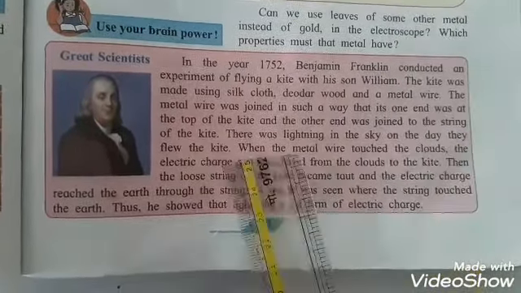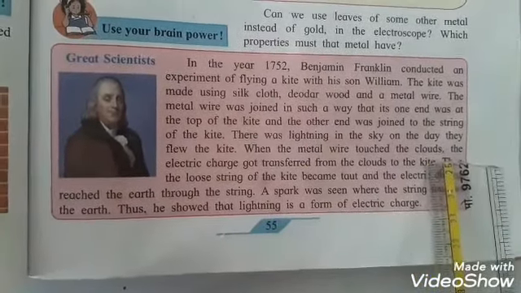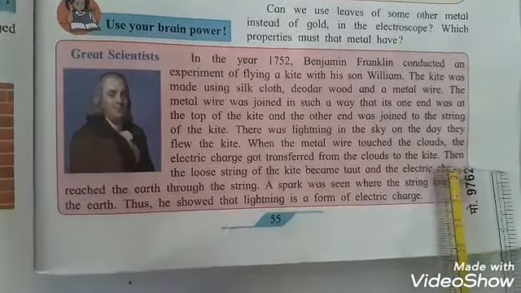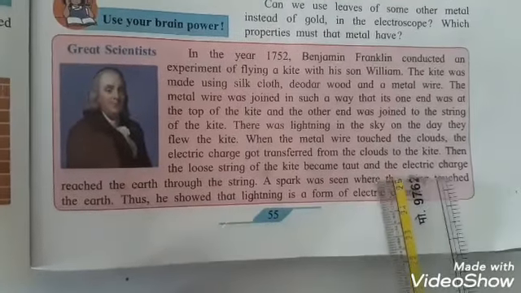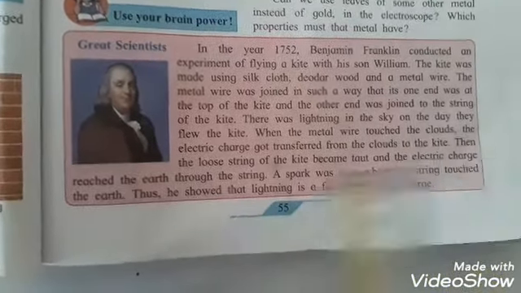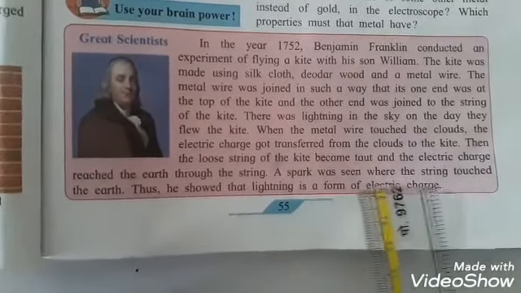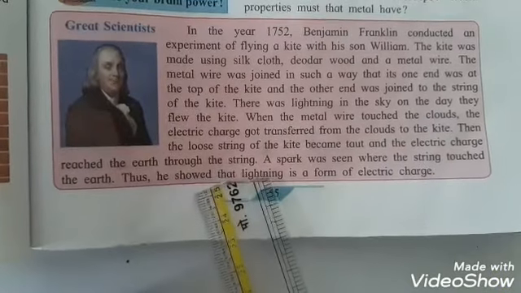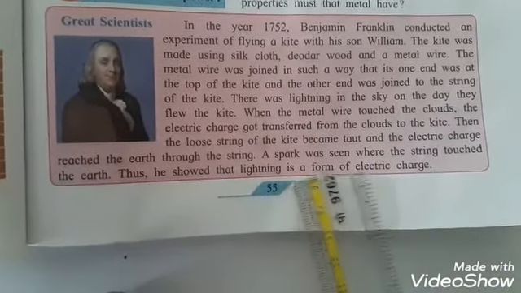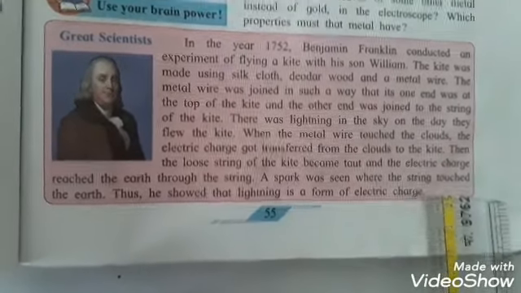They flew the kite. When the metal wire touched the cloud, the electric charge got transferred from the cloud to the kite. Then the loose string of the kite became taut and the electric charge reached the earth through the string. A spark was seen where the string touched the ground. Thus, he showed that lightning is a form of electric charge.